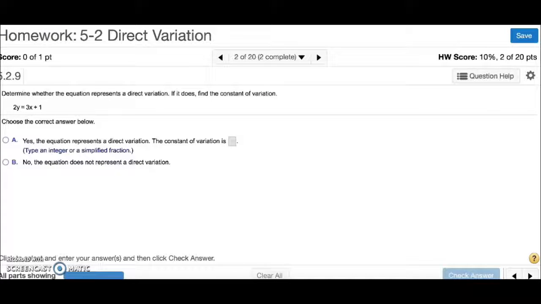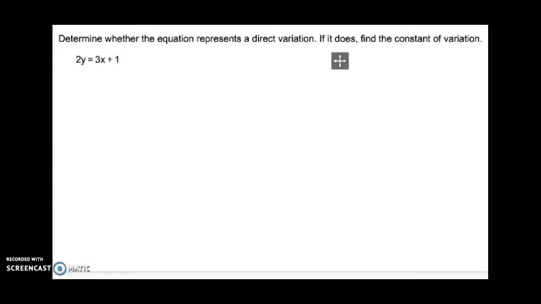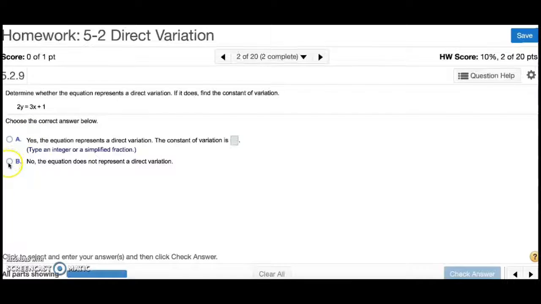Number 2, determine whether the equation represents a direct variation. If it does, find the constant of variation. We need to solve for y. Dividing everything by 2, which is what we need to do, we'll be left with y equals 3 over 2x plus 1/2. Since we have a plus 1/2 here, it is not a direct variation. The direct variation has a plus 0 here, and we generally write it as y equals kx, nothing being added. So this is not a direct variation. So I'm going to choose no.